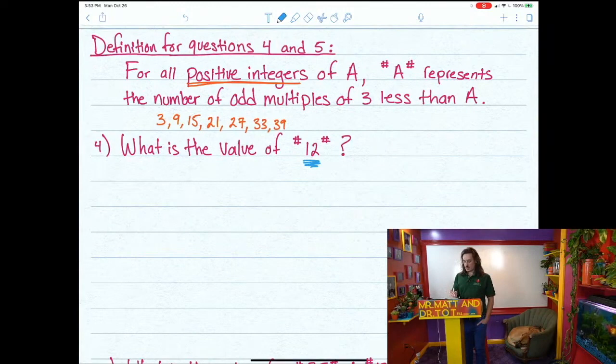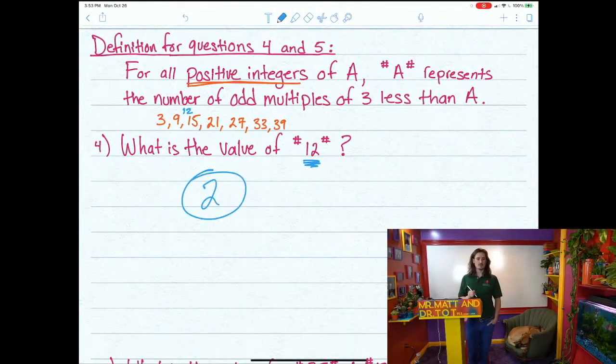So if we're at 12, 12 would be right here. There are 2 odd multiples of 3 that are less than 12: 3 itself, which is 3 times 1, and 9, 3 times 3. So the answer to number 4 is 2. I'll give you one more minute to evaluate number 5.